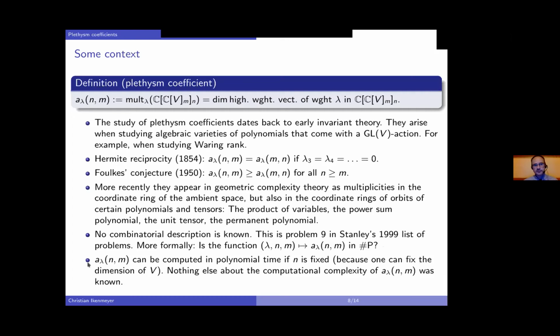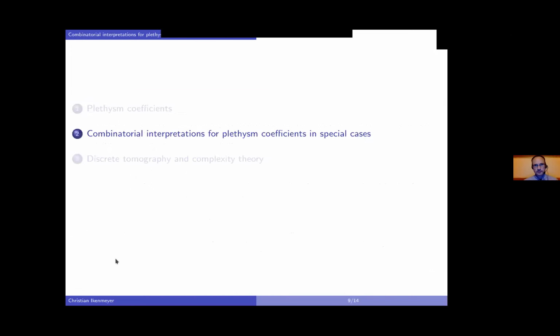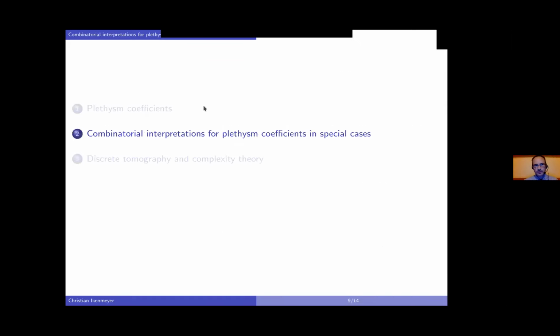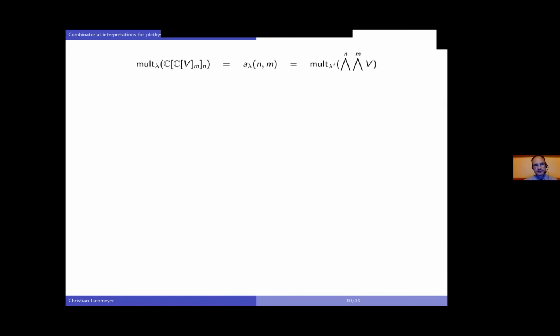This is the one that I found: you can compute it if n is fixed. But we will actually fix m, and if m is fixed, then this is actually hard. So this gives us a nice contrast: fixing n, it's polynomial time; fixing m, it's actually NP-hard. So how do we now prove that the coefficient is hard? I give some combinatorial interpretations for this weird number in special cases.